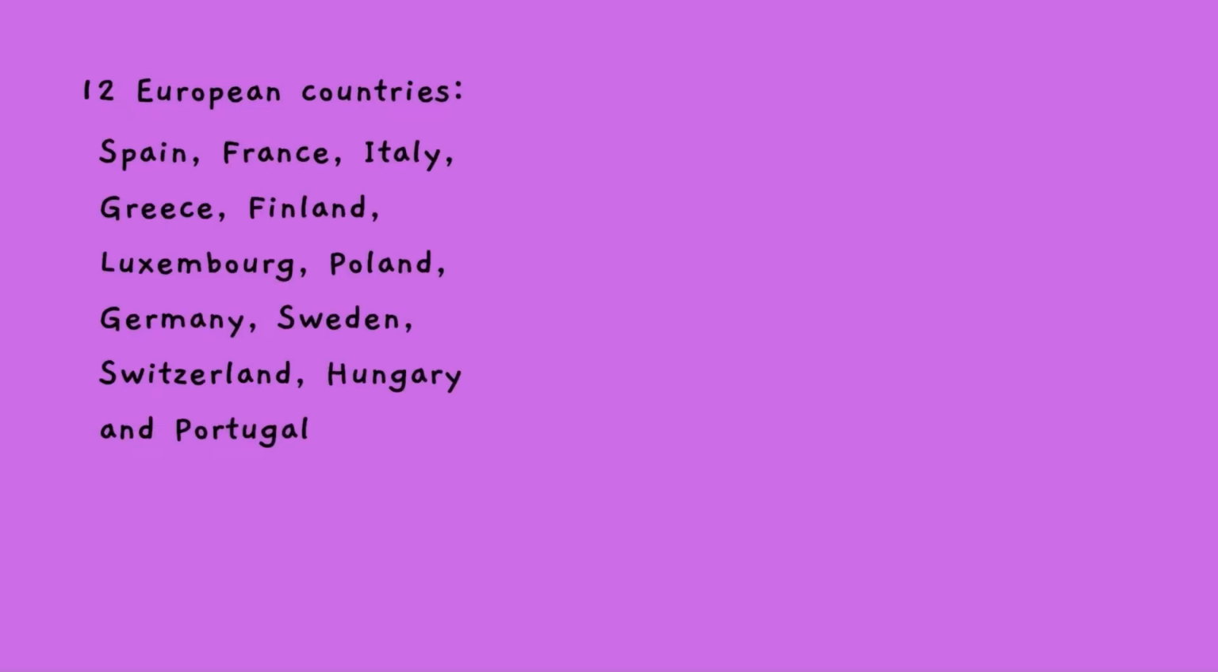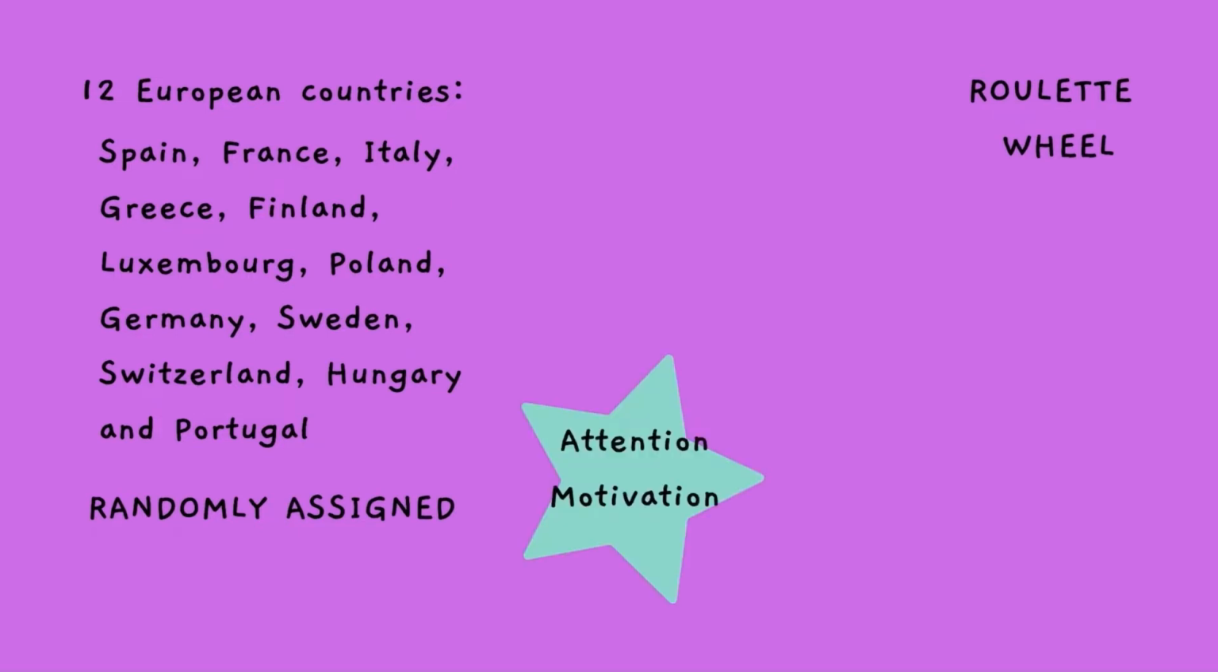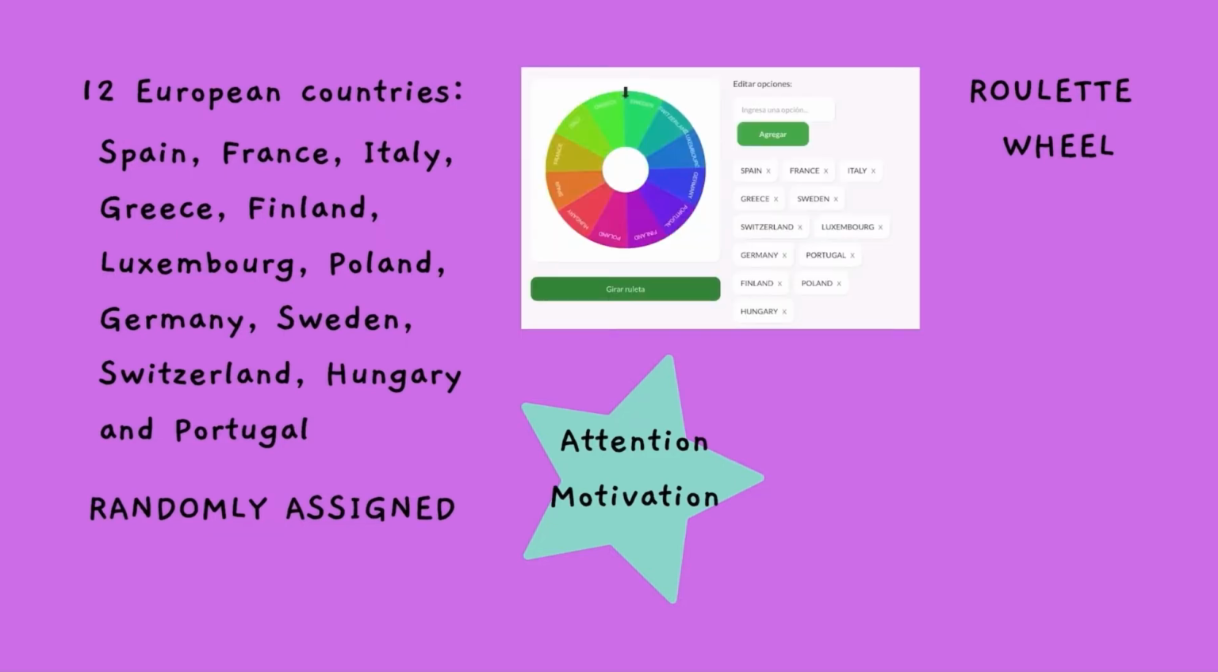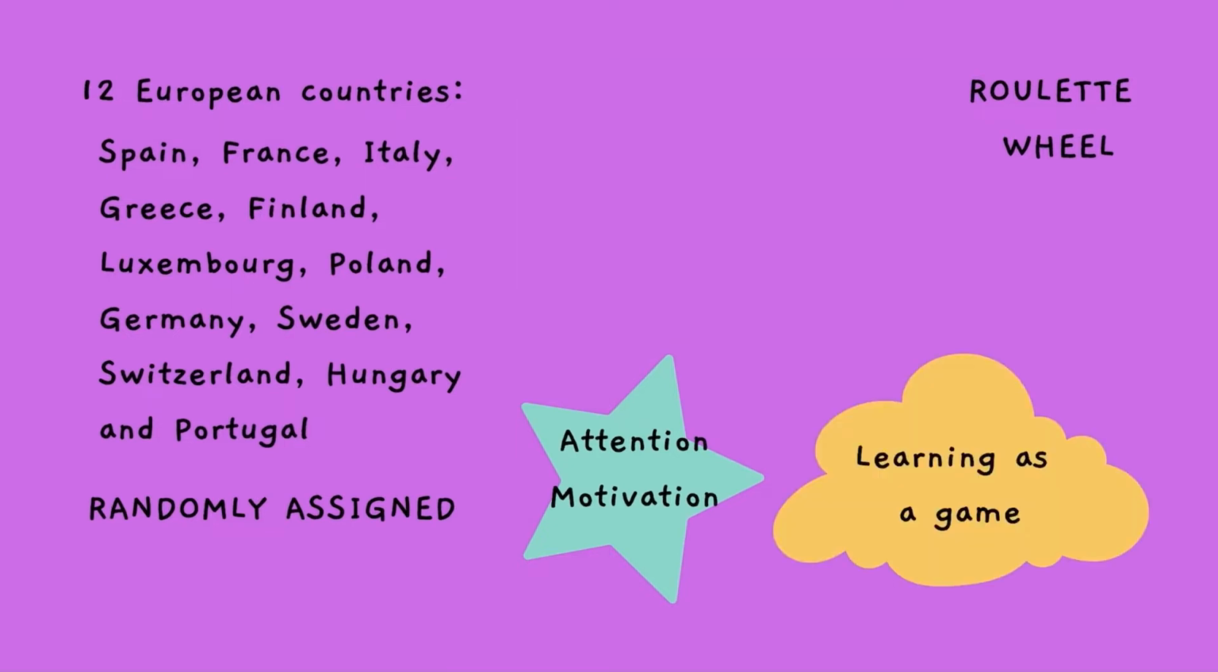With this activity, we will work with 12 European countries, 1 per pair. Each pair is randomly assigned a country. And how to make it exciting? Well, with a dynamic recount that captures the children's attention, a roulette wheel. Students really like this kind of resource as they take learning as a game, increasing their motivation.